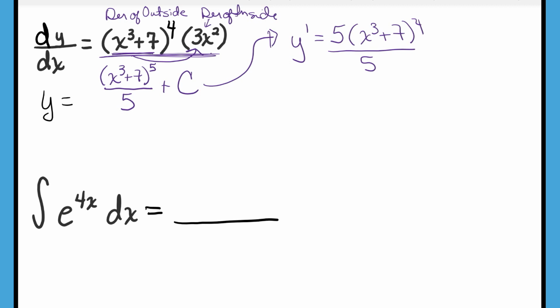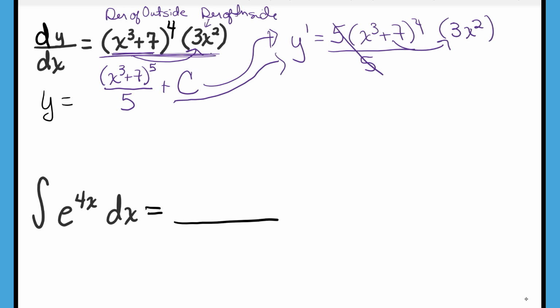Now notice what happened. Oh, and then times the derivative of the inside, which would be 3x squared. So I just did the power rule around this. I'm just confirming if I take the derivative of y, is it what I started with? So notice your 5's would cancel, and you do end up with your original problem right there. Okay? So it's all about recognizing the pattern that it is the chain rule and figuring out how to go backwards with it.